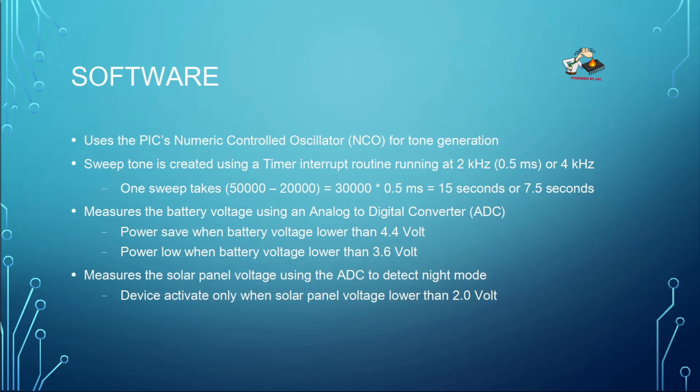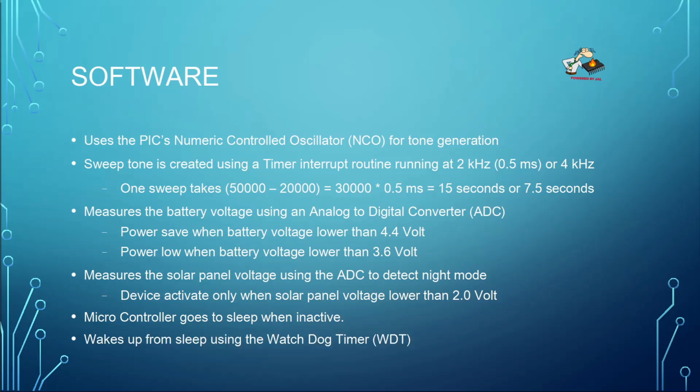And I'm also measuring the solar panel voltage with the ADC. The device will only be active when the solar panel voltage is lower than 2 volts. If you remember the schematic diagram, if you don't install the jumper, the signal is pulled down to ground, so it will be active during the day and during the night. The microcontroller goes to sleep when it's inactive, and then it consumes 25 microamps. It wakes up from sleep mode by using the watchdog timer.